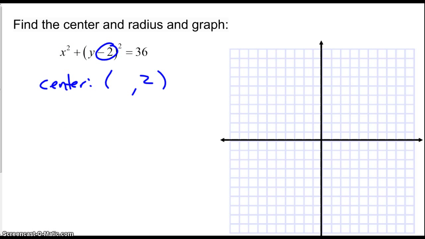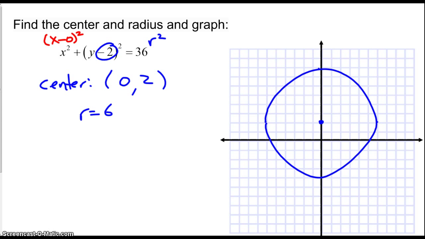Another way to think of it is x squared is the same as x minus nothing squared. So you can just say that since there's no number there, there's a 0 for the x coordinate. So the center of this circle is 0 in the x direction, 2 in the y direction. And then this number here is r squared, so the radius would have to be 6. So I could go 1, 2, 3, 4, 5, 6 in each direction, and then try to sketch a smooth circle through those points. Okay? All right, let's take a couple more examples.